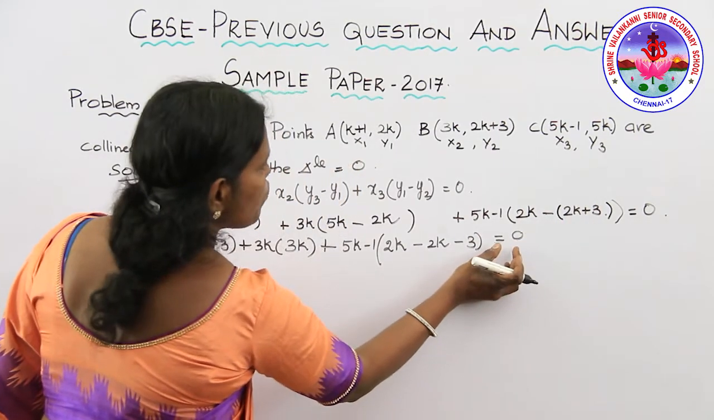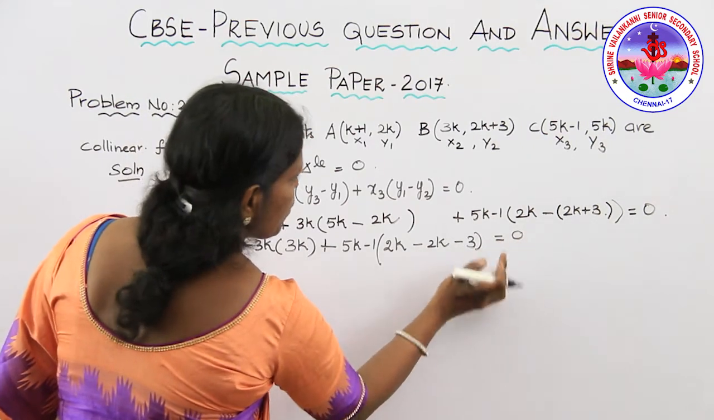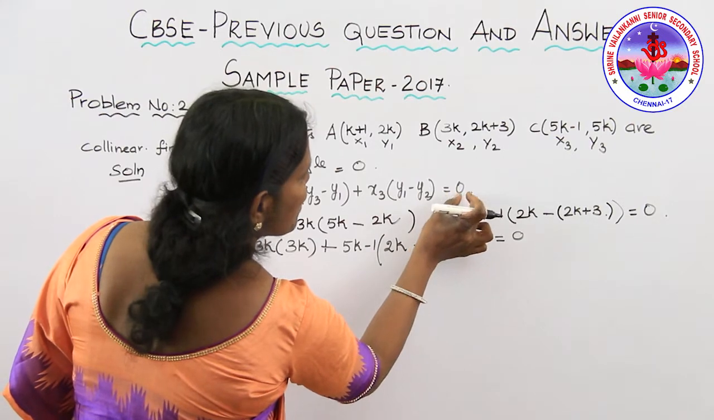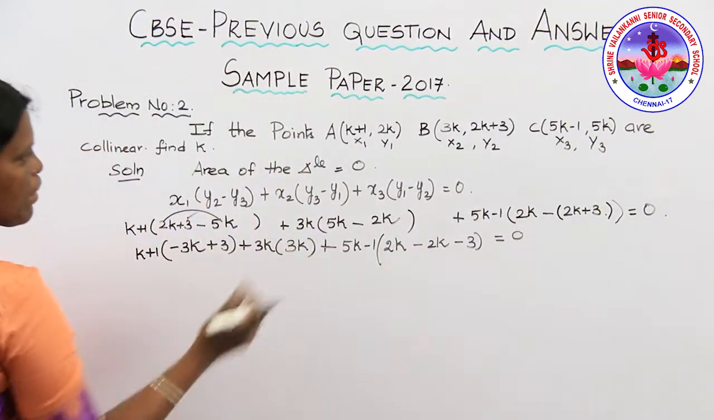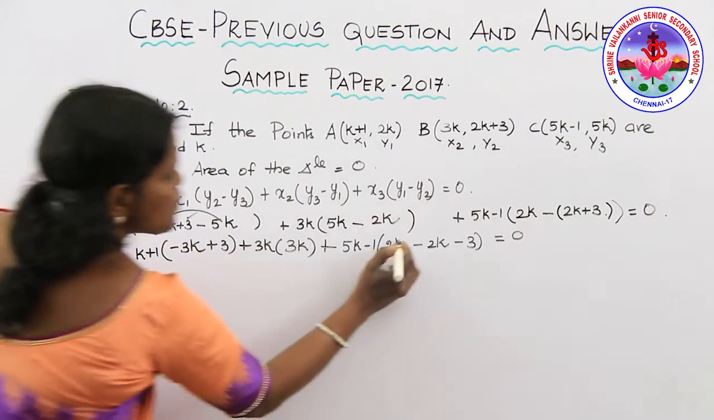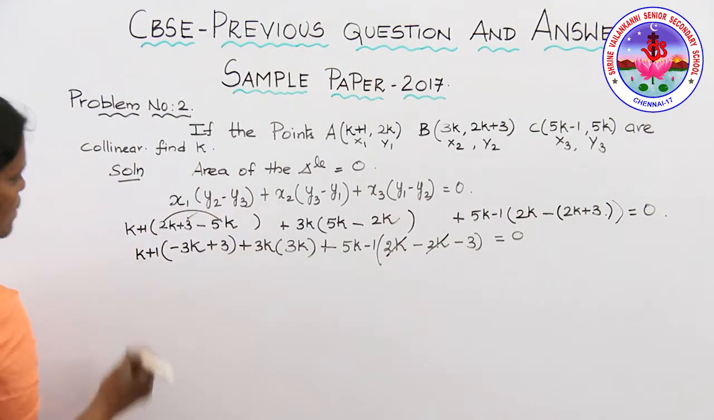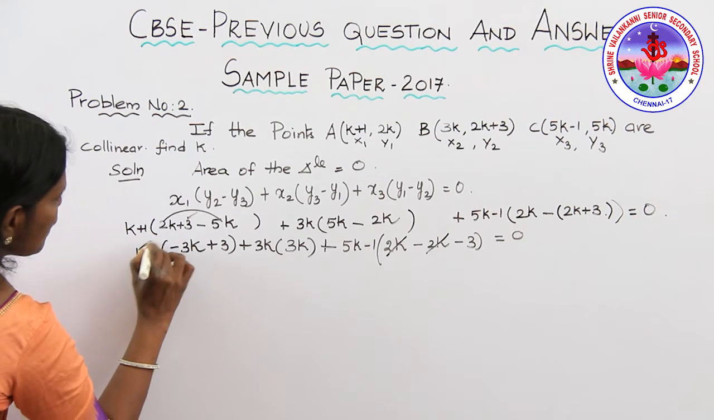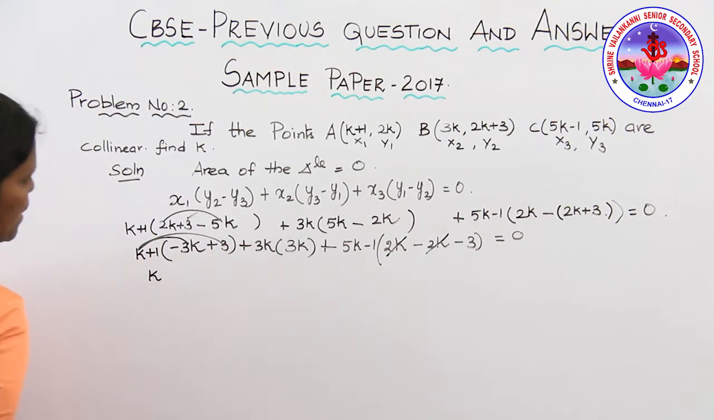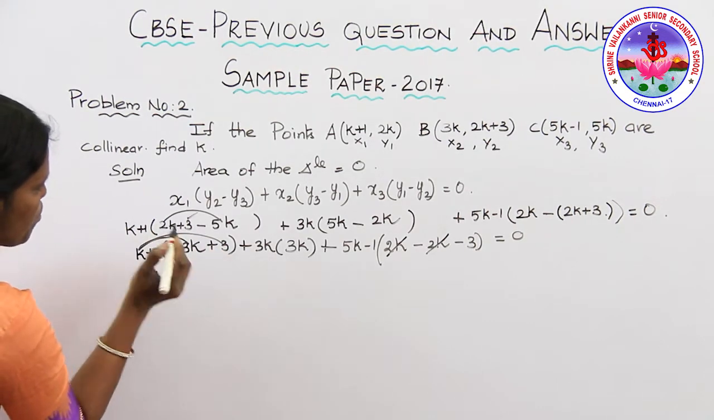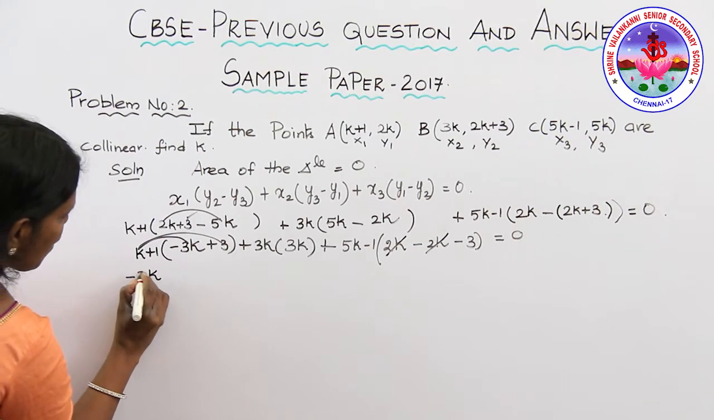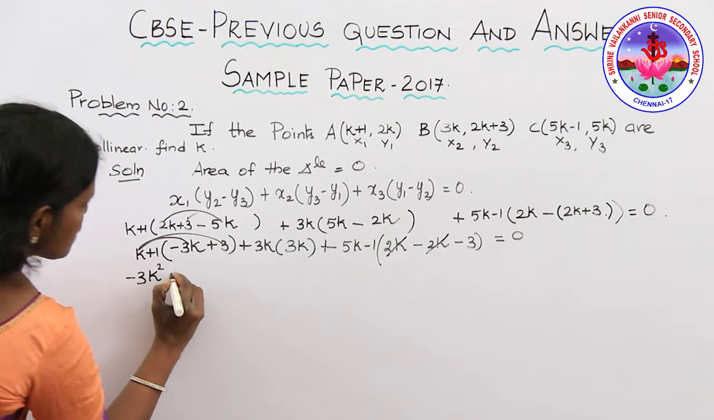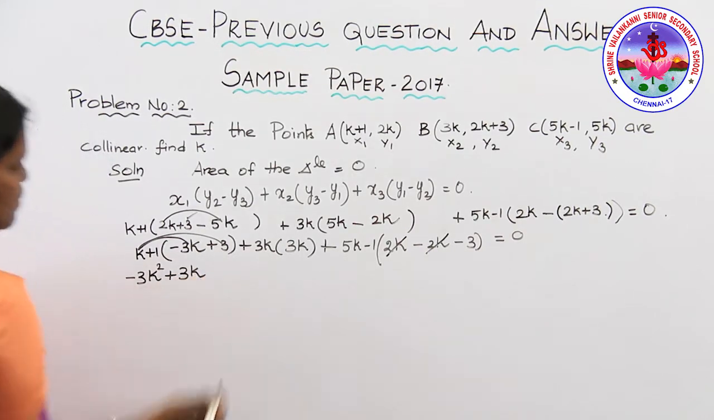So here we should not forget to put equal to 0. Since my condition is equal to 0, I have to carry over this equality along with the 0 for the entire expression. I have plus 2k minus 2k gets cancelled. I am going to multiply k with each and every term inside the bracket. So k into minus 3k, I will have minus 3k square. Next, k with plus 3, I will have 3k plus 3k.